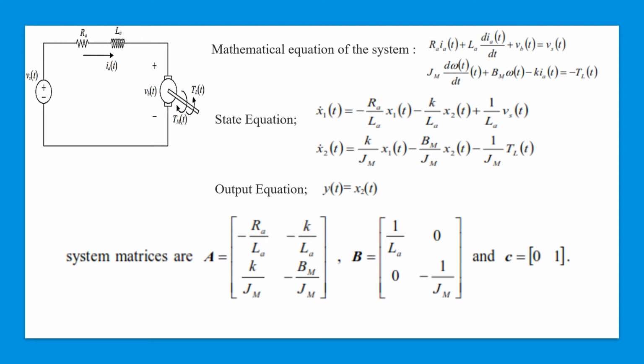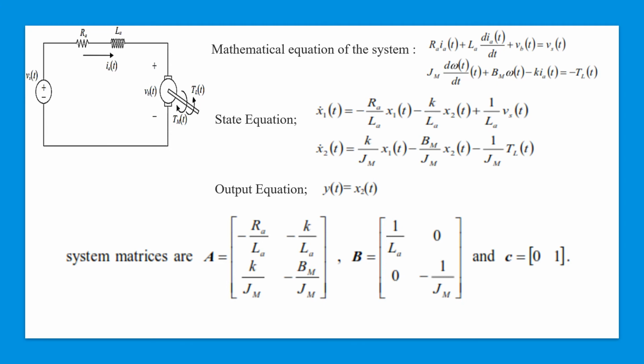So from this diagram we can derive two equations. One is the electrical equation and another is the mechanical equation. These two equations are correlated with each other for the DC servo motor. And from these two equations we will get the state equations.